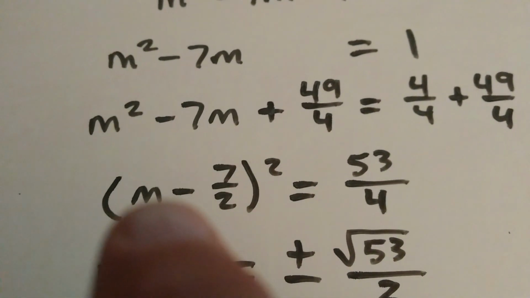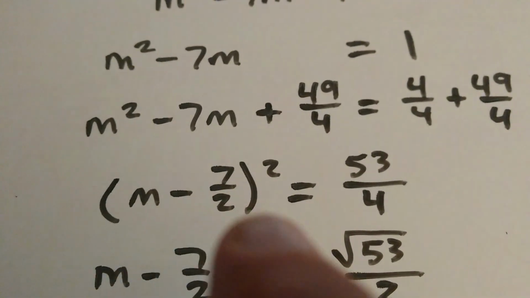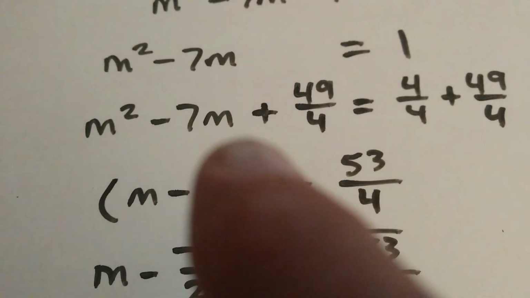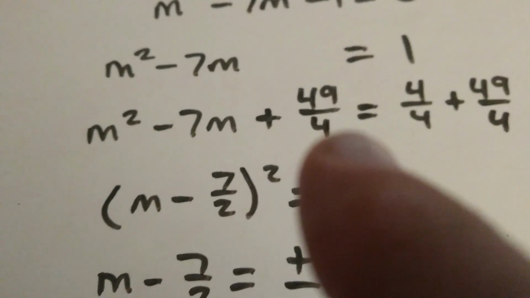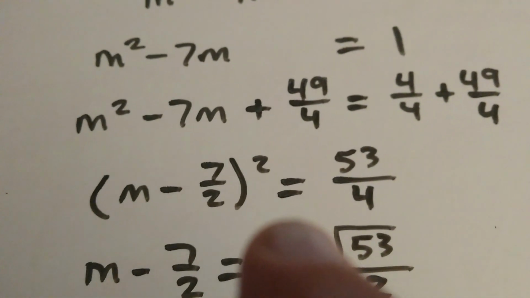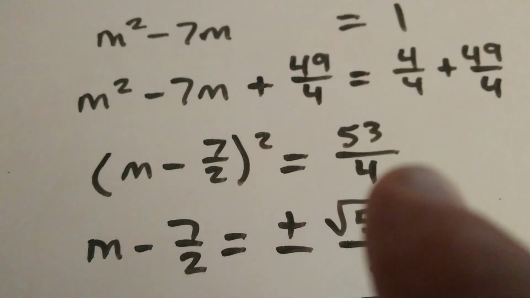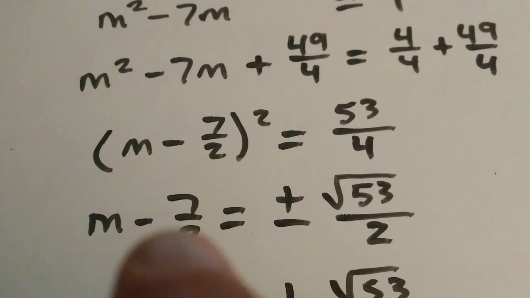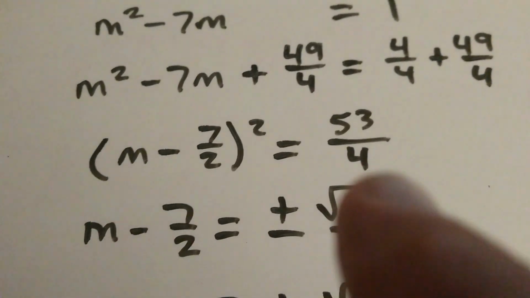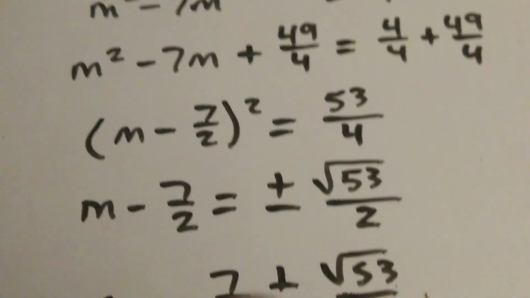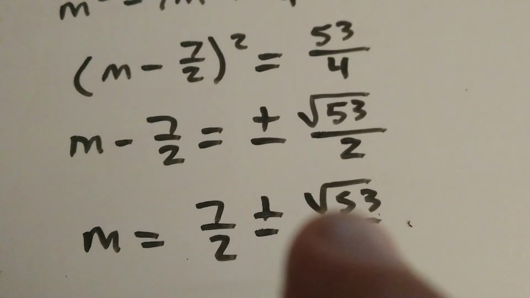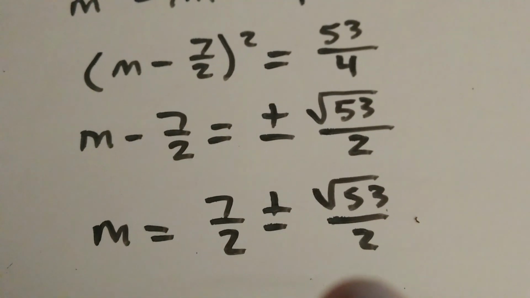That means that if I took m minus 7 halves times m minus 7 halves, I would get m squared minus 7m plus 49 fourths. Now, if you see, I can solve the problem algebraically. I take the square root of both sides. I get m minus 7 halves equals plus or minus square root of 53 over 2. Remember, square root of 4 is 2. I then add the 7 halves to both sides. Now I have 7 halves plus or minus square root of 53 over 2.